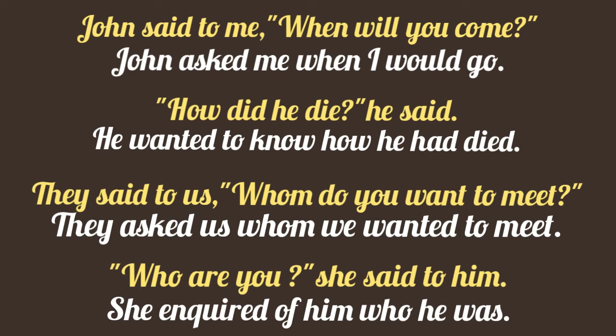In the third example, we have they said to us, "Whom do you want to meet?" in direct narration. In indirect narration, the reporting verb said is changed to asked. To is not used after asked, and the conjunction that is also not used here. The WH word whom is retained as it is. The reported subject you has become we according to the reporting object us, which is first person. The interrogative sentence has been changed to an assertive structure.